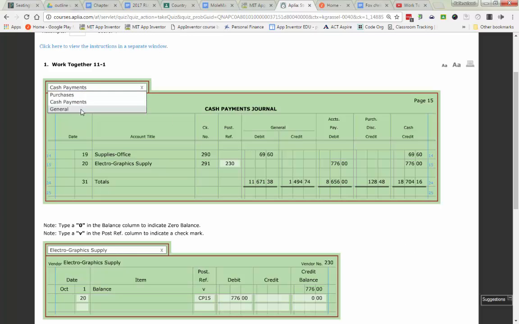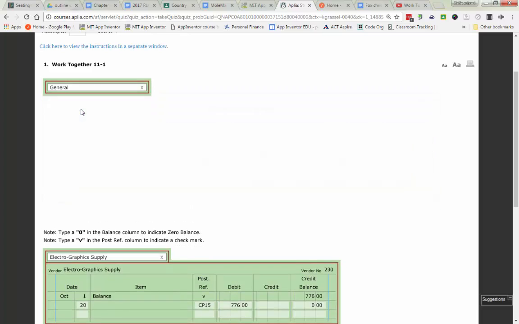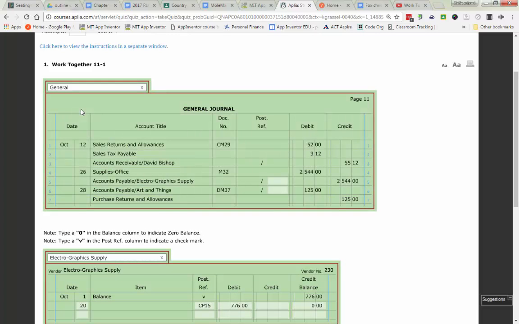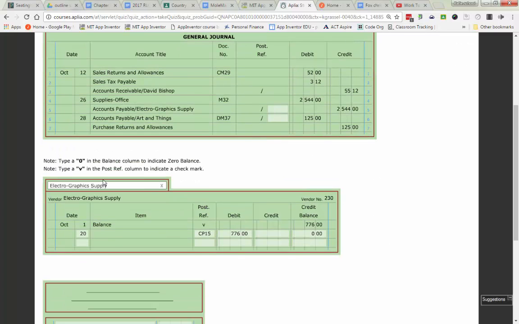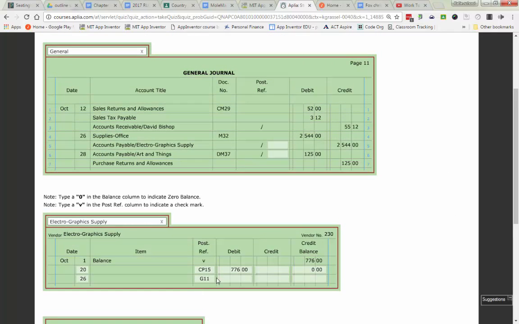Next thing that I do is going to be my general journal. Instruction number 4 tells me post the credit entry line on line 5 of the general journal to the accounts payable account for electrographic supply, and then it tells me to do the debit line. So basically we are going to go through and post these 2 lines. So line 5, I can see right here it says accounts payable / electrographic supply. The date is the 26th. Post reference is going to be G11.